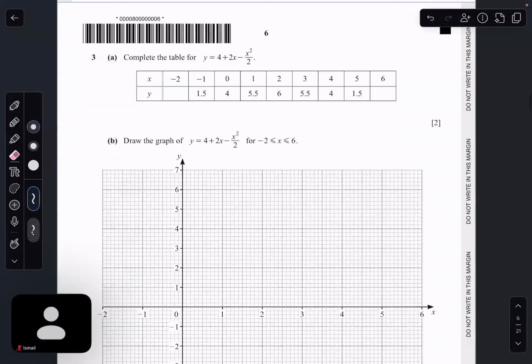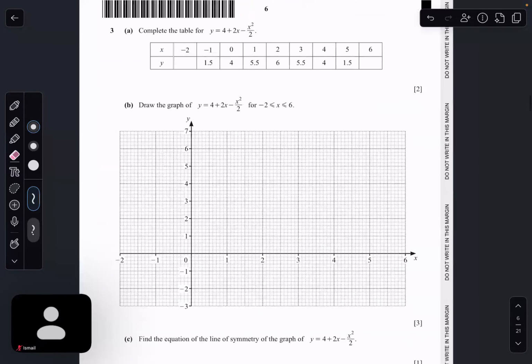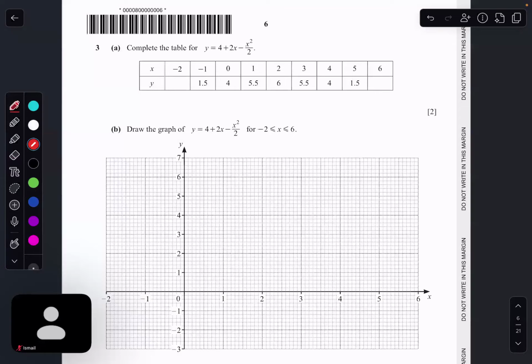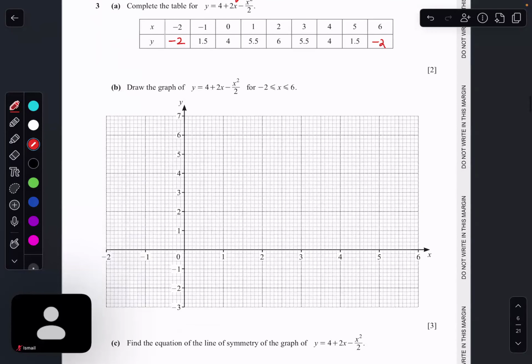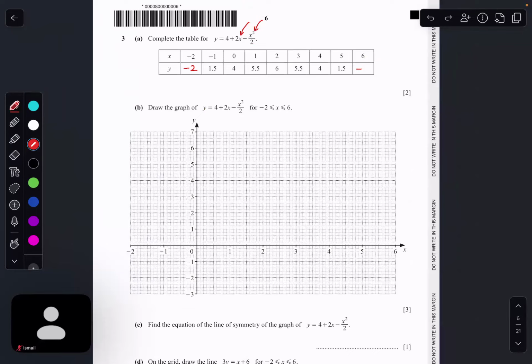Okay. Question number 3, A part. The value of X is given, but 2 outputs are missing. So I'm going to replace this value of X with -2 and this with -2 as well. And the answer over here should be -2. When I replace X with 6, the answer is still -2. Then the graph. So I'm going to plot it quickly. -2 and -2. It's starting from here.